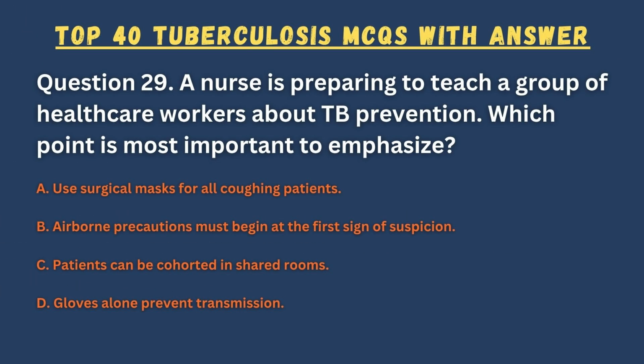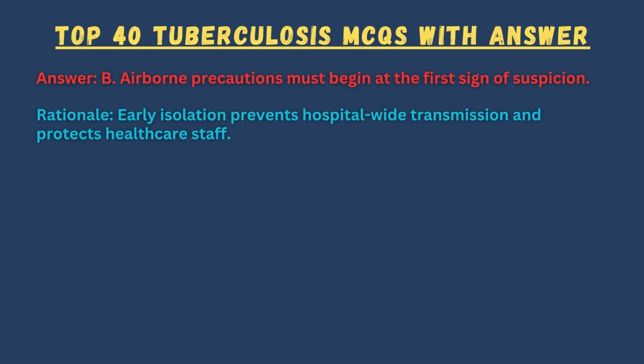Question 29. A nurse is preparing to teach a group of healthcare workers about TB prevention. Which point is most important to emphasize? A. Use surgical masks for all coughing patients. B. Airborne precautions must begin at the first sign of suspicion. C. Patients can be cohorted in shared rooms. D. Gloves alone prevent transmission. Answer: B. Rationale: Early isolation prevents hospital-wide transmission and protects healthcare staff.